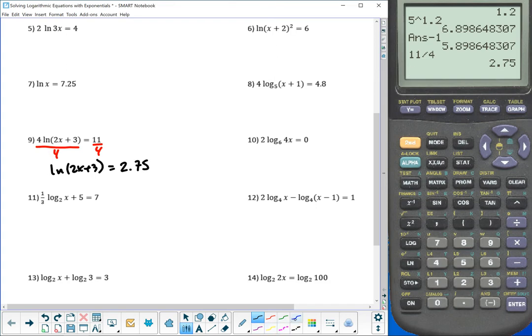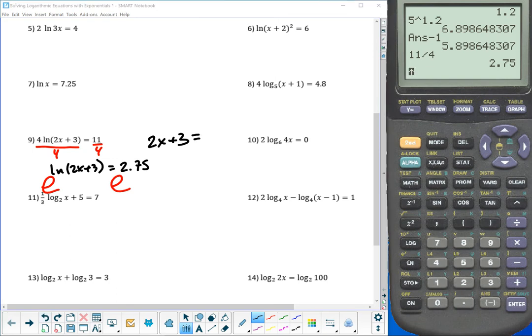Okay. And since it's ln, which is a log base e, you're going to go ahead and exponentiate with a big e. So I'm just going to write it like this. That way it looks like I did a really big e. Okay, and these cancel, and you're left with 2x plus 3. Okay, this part cancels out, like goes away. Okay, equals e to the 2.75.